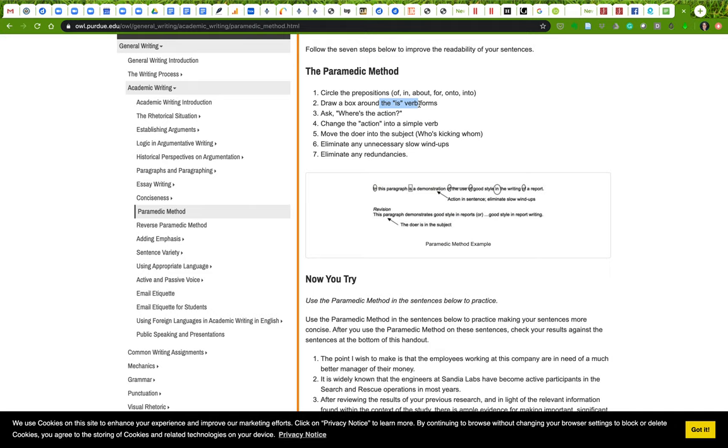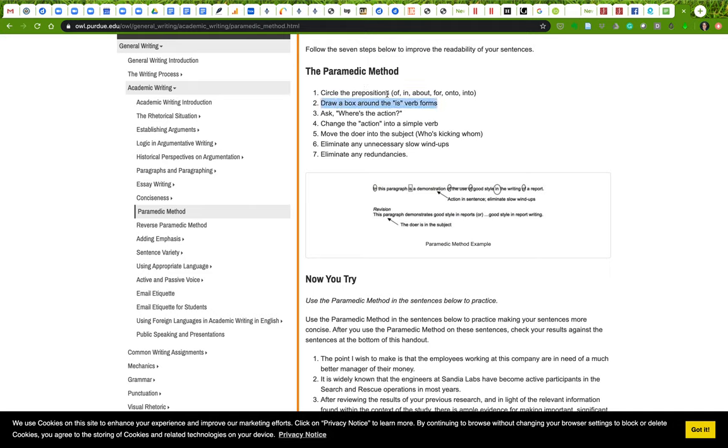So verbs to be typically, especially when they're in the passive voice, have a tendency to stretch out a sentence unnecessarily and to confuse who or what is actually doing the action of the verb, because that's what verbs are supposed to do. They're supposed to convey an action, okay? And you can already tell that is not really very action-y, right? So these are two key problems, prepositions and verbs to be, okay?